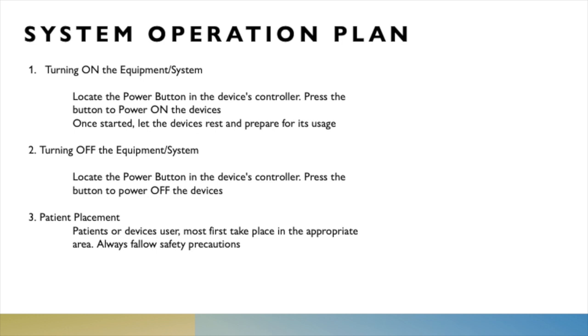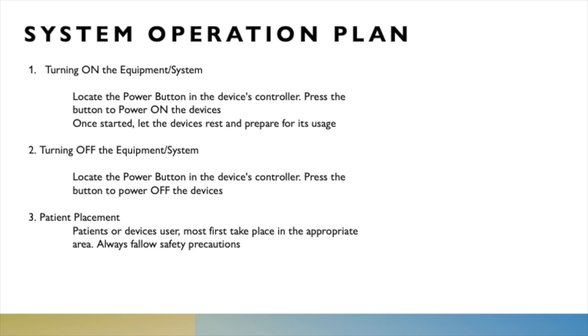Once we finish with our manufacturing and integration plans, we then go to our systems operation plans, or our user manuals. The first instruction is to turn on the equipment system. To do this, locate the power button on the device controller. Press the button to power on the device. Once started, let the device rest and prepare for its usage. Second step, turning off the equipment system. Locate the power button on the device controller. Press the button to power off the device.